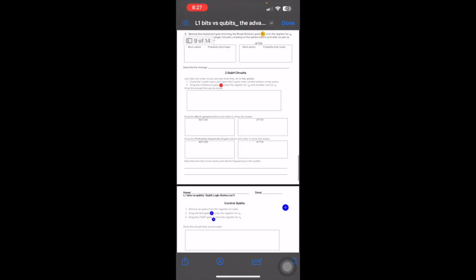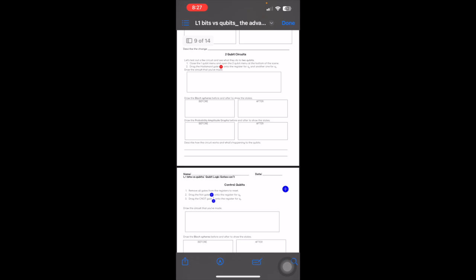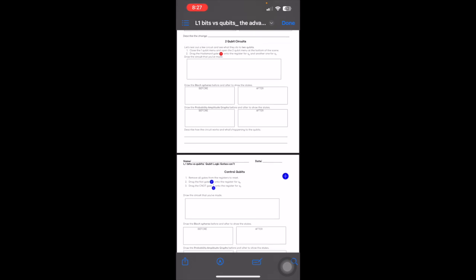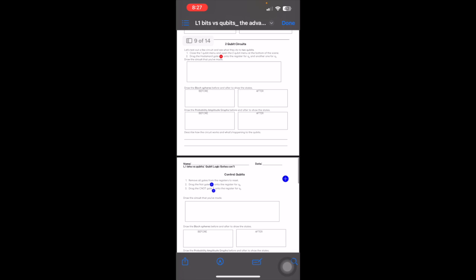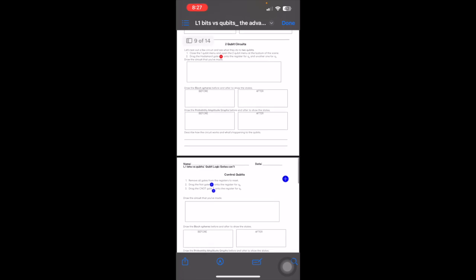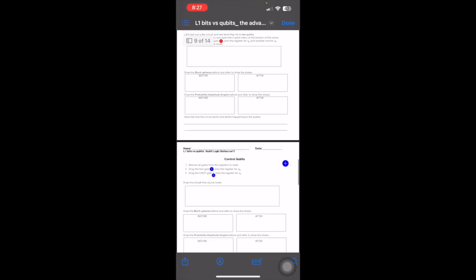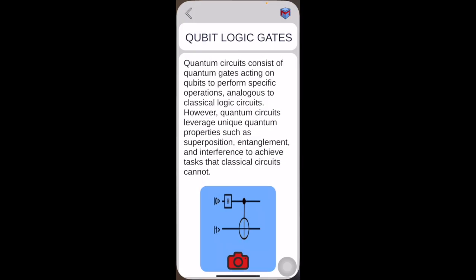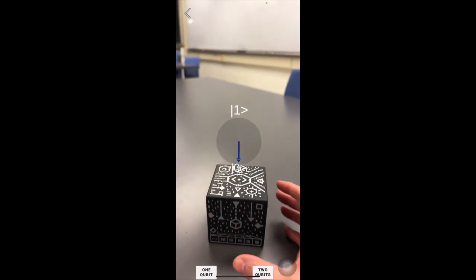And then if we want to have a 2 qubit circuit, we're going to look at the Hadamard gate, the NOT gate, and the control NOT gate. So we have a couple of examples. We have students draw the circuit to get more familiar with that, but then draw the before and after for each case. So let's get to the AR model so they can read about that there.